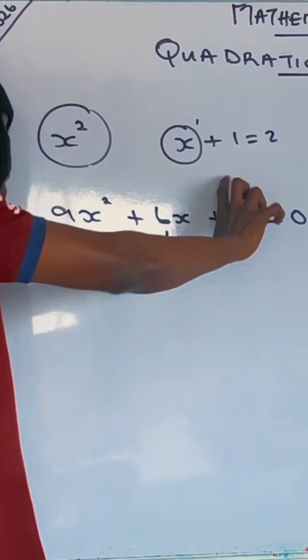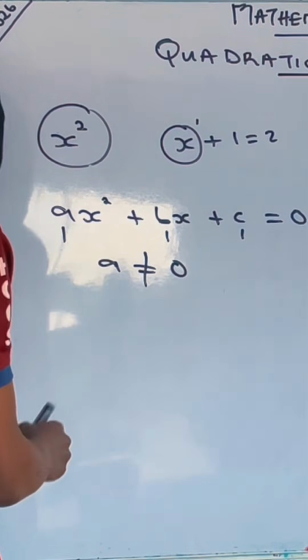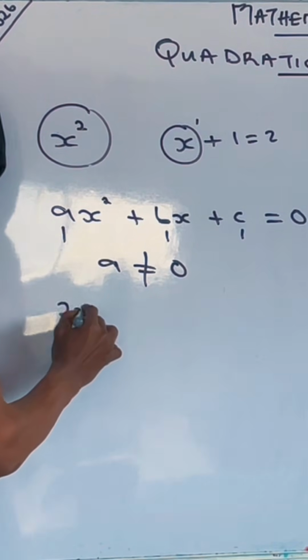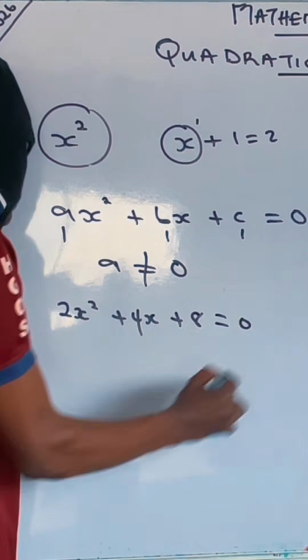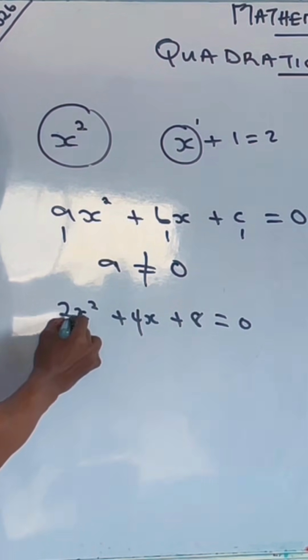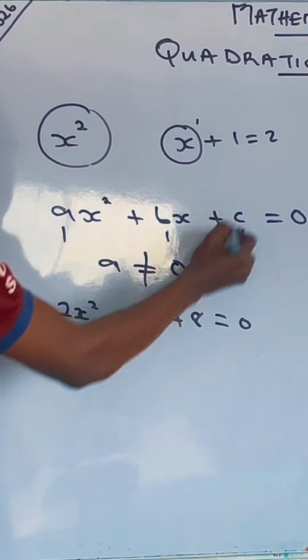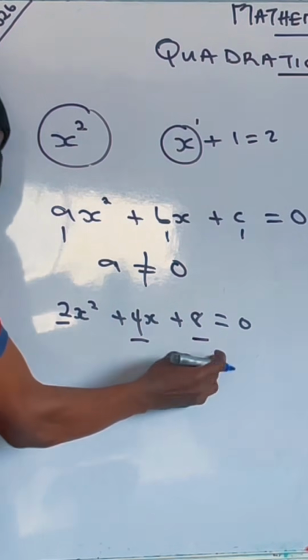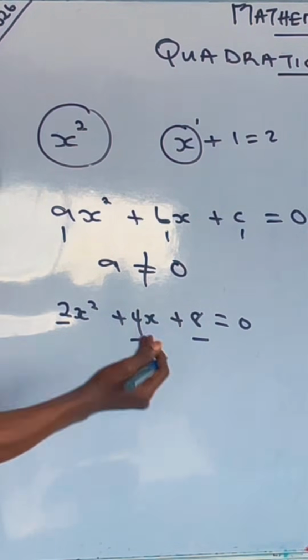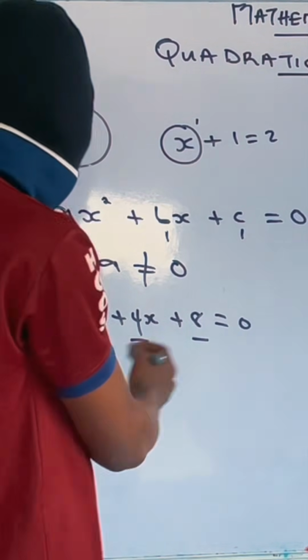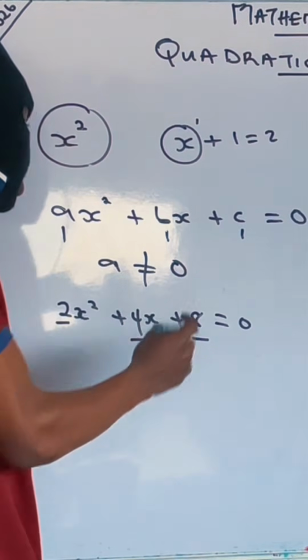the constant number. It's just you relating it with something like this: 2x squared plus 4x plus 8 equals 0. This a here is 2, while b is 4, while your c is equal to 8, and this is 0. So this is the general formula of the quadratic equation: ax squared plus bx plus c.